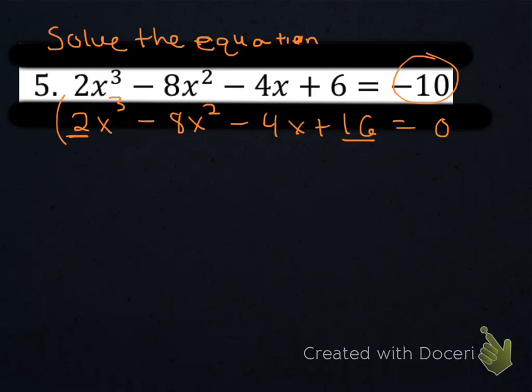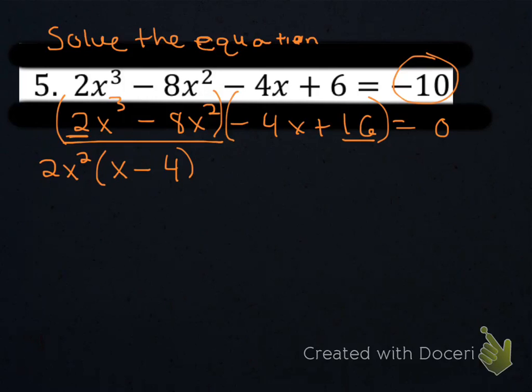So if we look at this and we group our first two terms, and we group our second two terms, let's see if we can factor something out of both of these so that we'll have the same two values inside of our parentheses. So just looking at this first term, what can we factor out of that? Well, we can factor out a 2x squared. Factor out 2x squared, we'll be left with x minus 4.